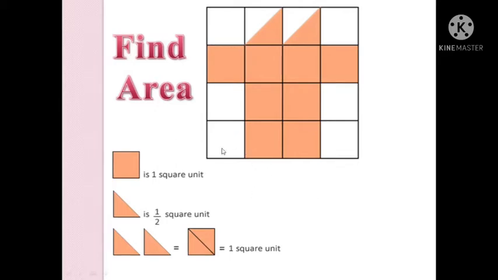So let us count how many full squares are there. 1, 2, 3, 4, 5, 6, 7, 8. So there are 8 full squares and 2 half squares. So 2 half squares make 1 square, right? So already there are 8 squares plus 1, 9 squares. So what is the area here? Area is 9 square units.